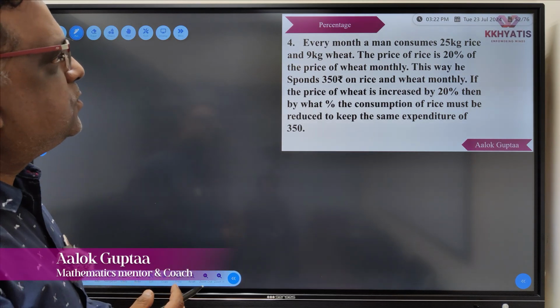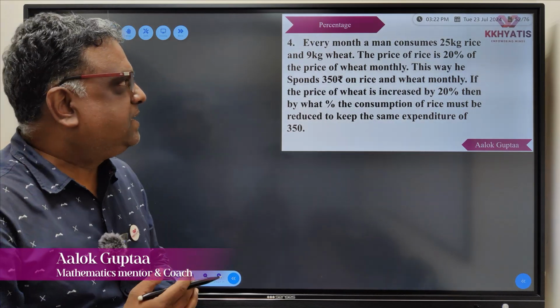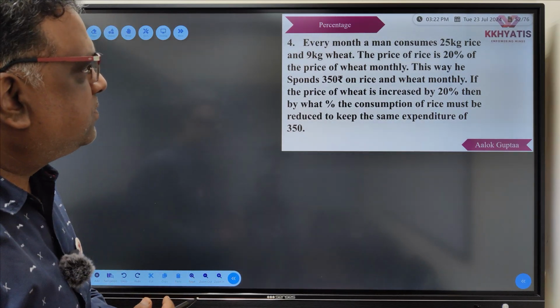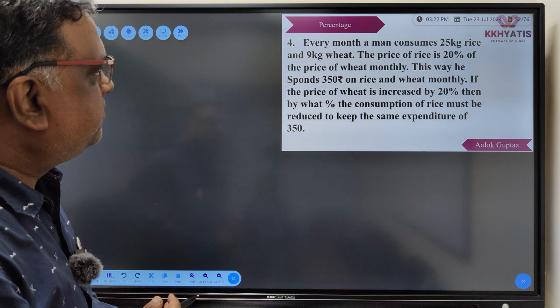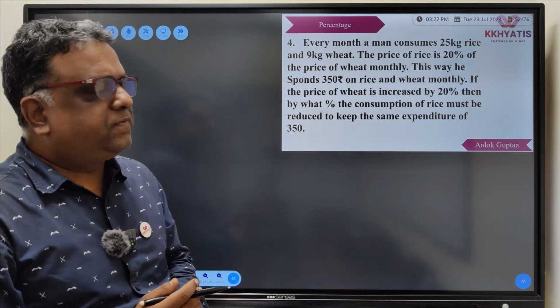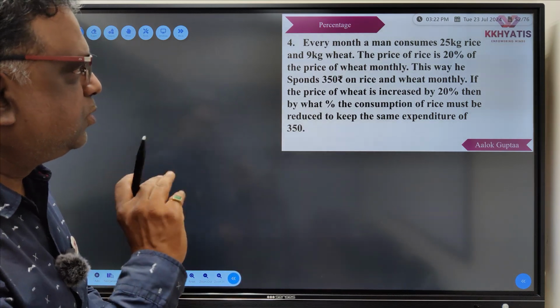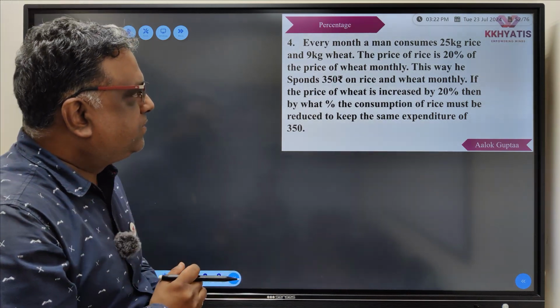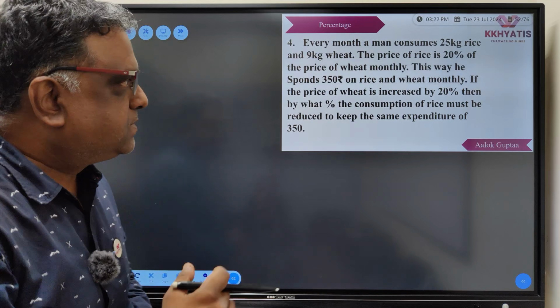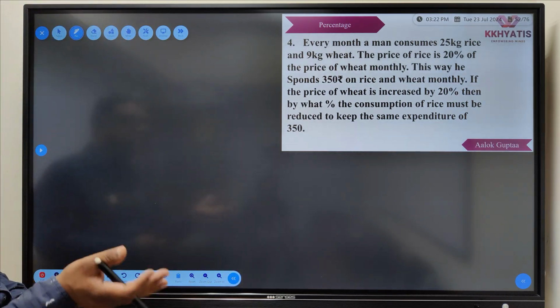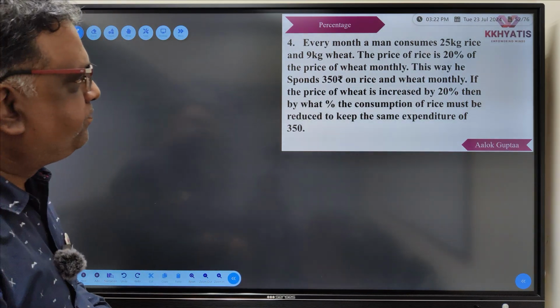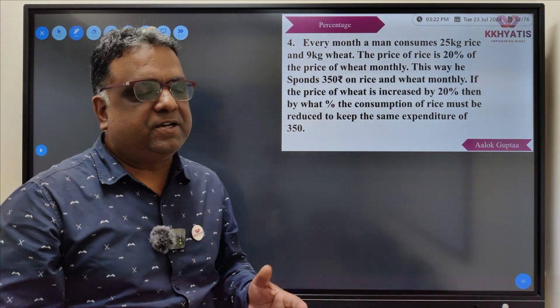Every month a man consumes 25 kg rice and 9 kg wheat. The price of rice is 20% of the price of wheat monthly. This way, the man spends 350 rupees on rice and wheat monthly, both together. If the price of wheat is increased by 20%, then by what percent must the consumption of rice be reduced to keep the same expenditure of 350?